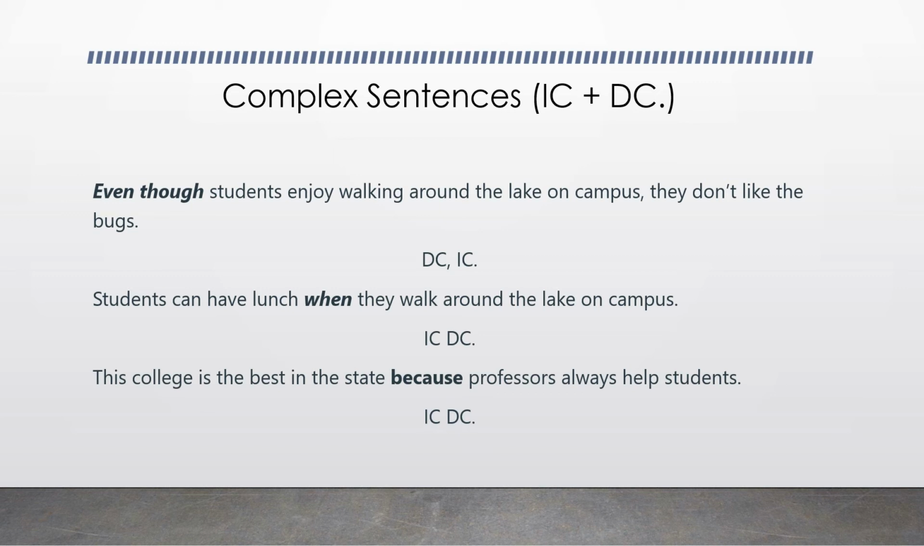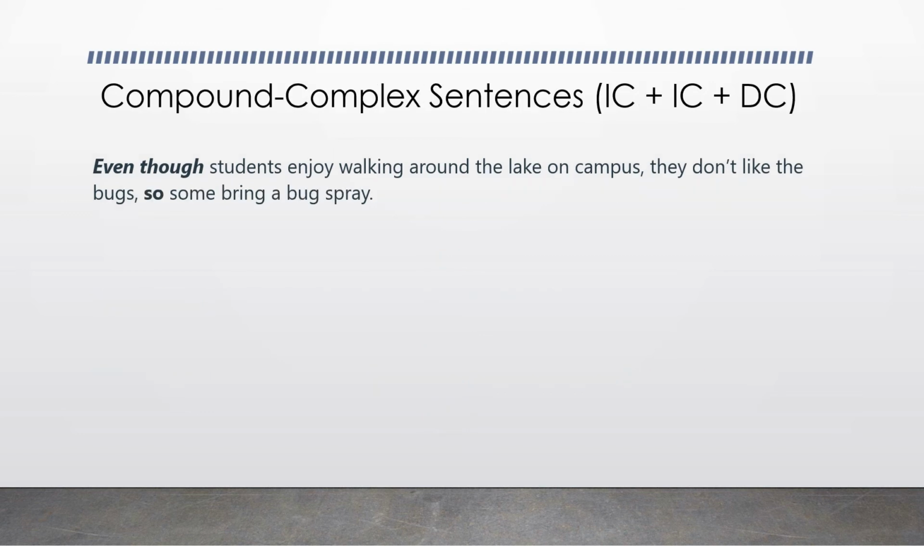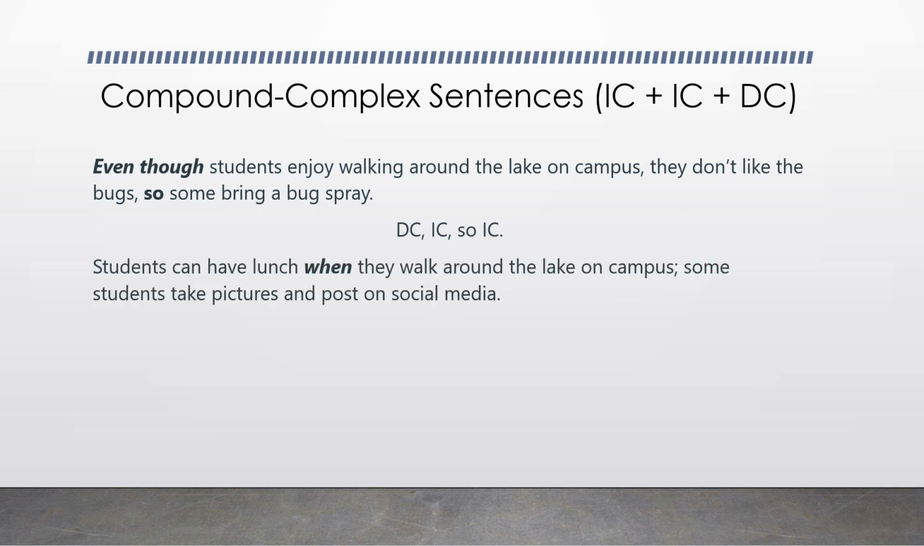And the fourth type, compound complex sentences. You must have at least two independent clauses and at least one dependent clause. Even though students enjoy walking around the lake on campus, they don't like the bugs, so some bring a bug spray. You begin the sentence with a DC, even though students enjoy walking around the lake on campus. Then continue with an IC, they don't like the bugs, and finish with another IC. Some bring a bug spray.